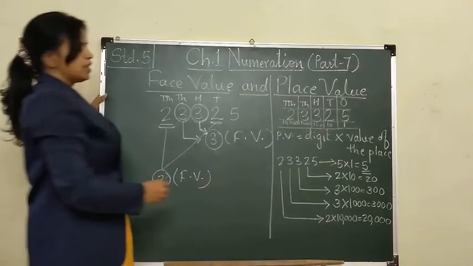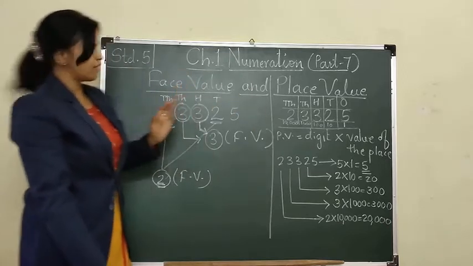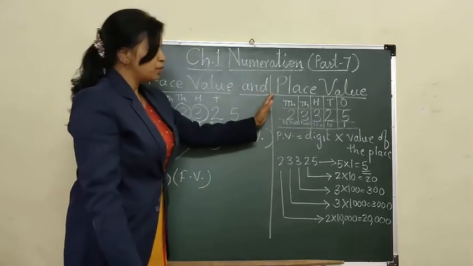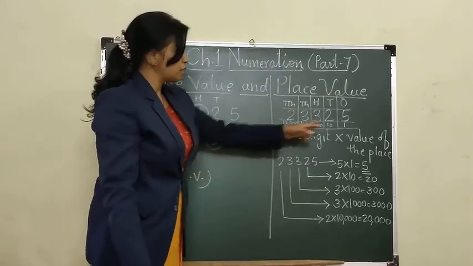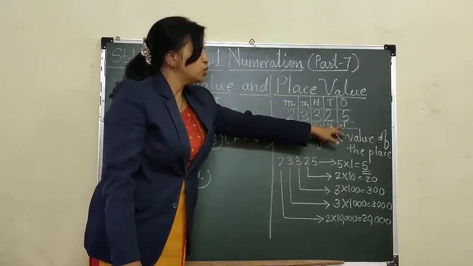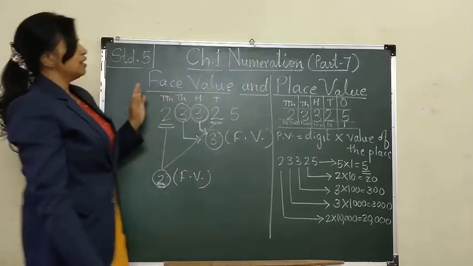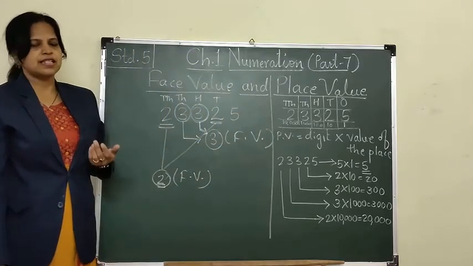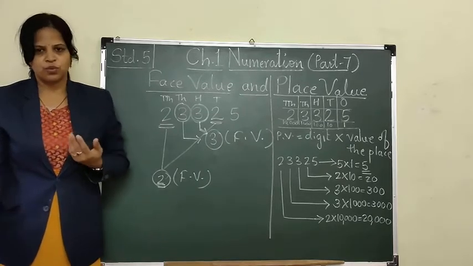that is 20,000. Do you understand what is the difference between the face value and place value? Face value means the digit itself, and the place value means digit into value of that place. So whenever you are multiplying the digit by its value, you will get the place value of a particular digit. Do you understand what is the place value? Now we will solve the next exercise where we have to write the place values.